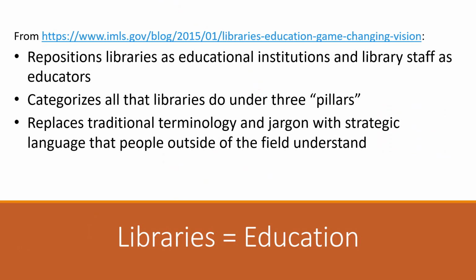By Valerie Gross. She came up with this idea of libraries equal education, aligning libraries more closely with educational institutions. Valerie Gross says that libraries should position themselves as educational institutions like colleges, schools, and universities in the education realm to promote the value of libraries and our programs and services, and that library staff should be positioned as educators. This strategy categorizes all that libraries do under 3 pillars: self-directed education, research assistance and instruction, and instructive and enlightening experiences. Those are all things that public libraries do through our programs and services.